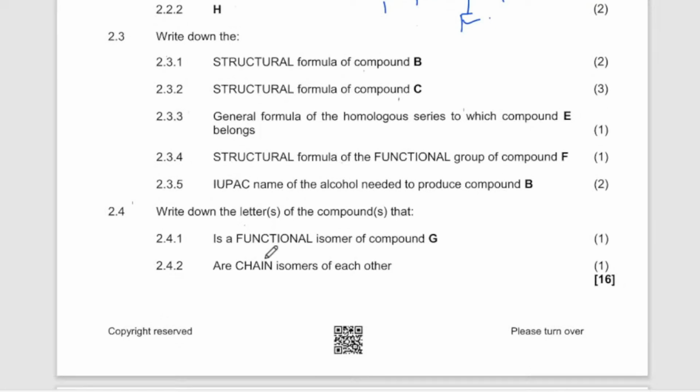All right. Let's go to question 2. Yes, we are done with the earlier part. Write down the structure formula of B. Yes, I'm done with this. The general formula of the homologous series to which compound E belongs?